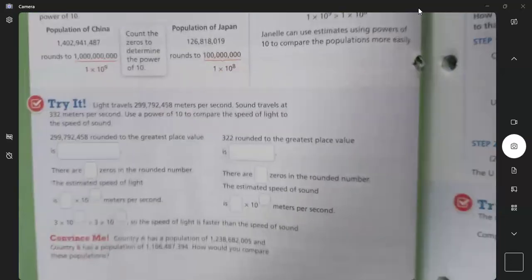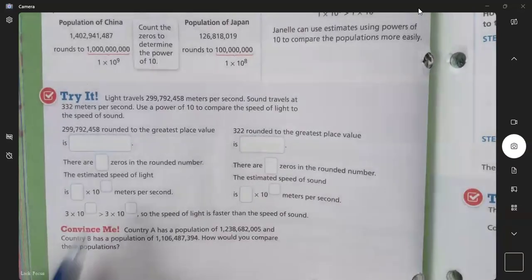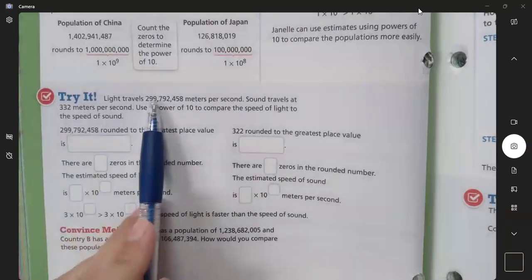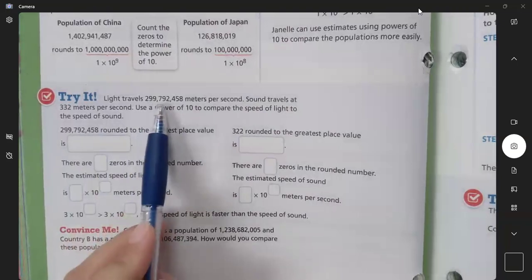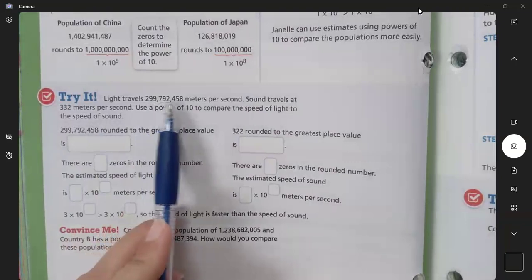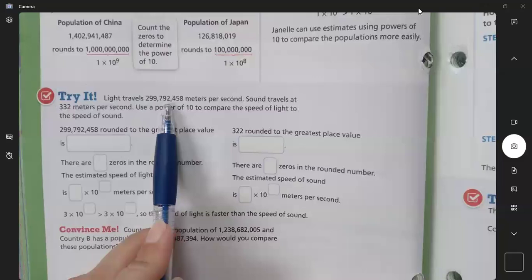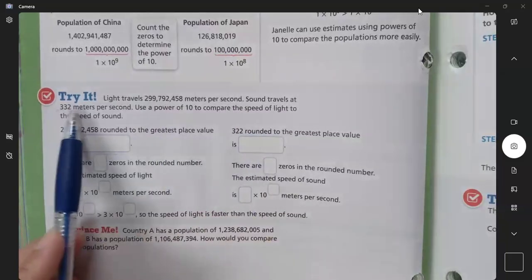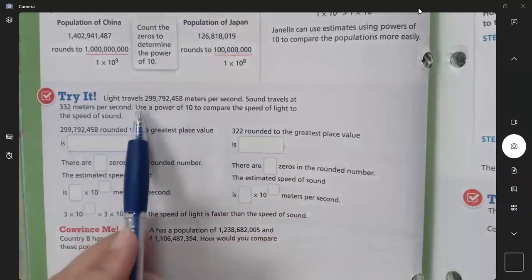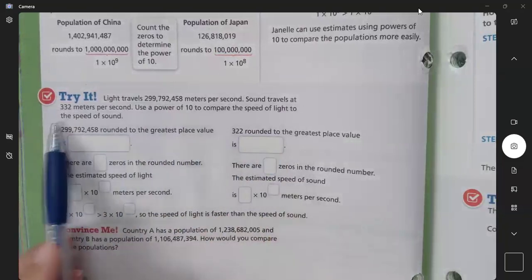So we're at the bottom of page 66. We're just going to follow the directions for now and see where that gets us. Okay. So light travels 299,792,458 meters per second. That's a mouthful. Sound travels at 332 meters per second. So we want to use a power of 10 to compare the speed of light to the speed of sound.